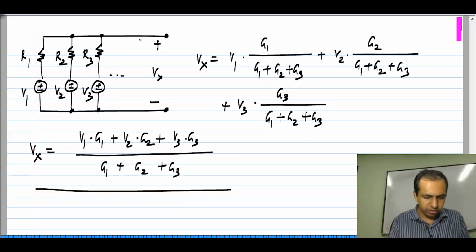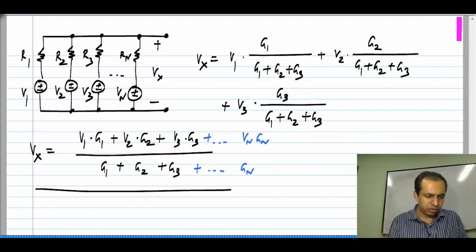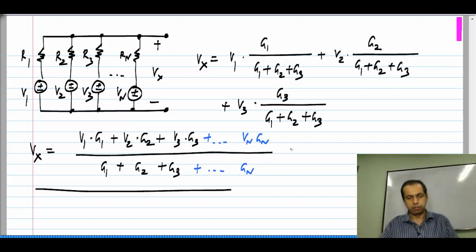So, let us say I connect n of these together, V n and R n. I will simply have to continue this formula, V n G n, and in the denominator also all the way to G n. So, this is what we will have.